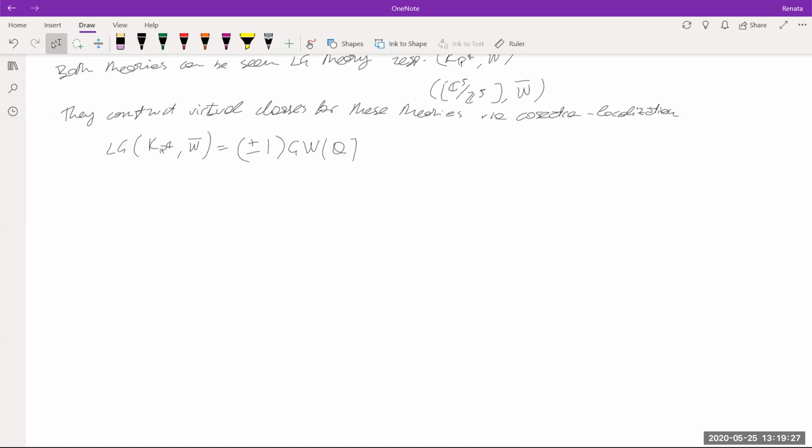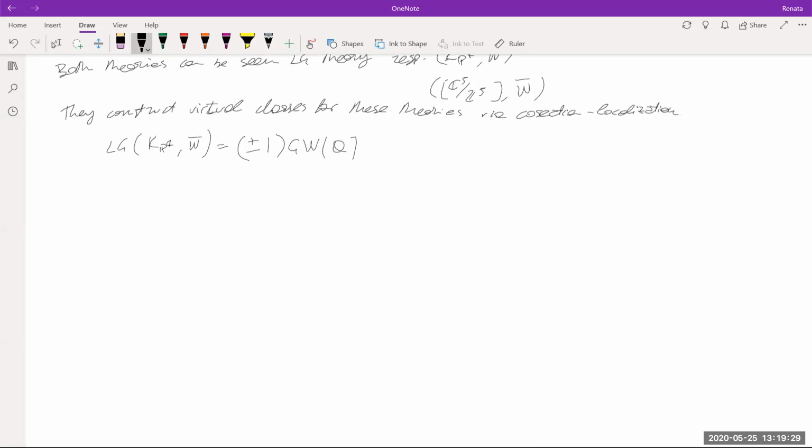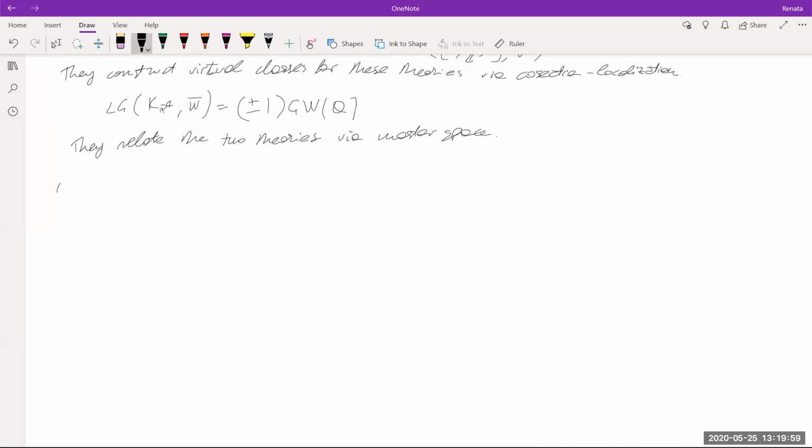And then they relate the two theories by constructing a master space. Which is a larger moduli space that contains both theories as different components of some bigger torus fixed locus. Okay, and they were able to do some.